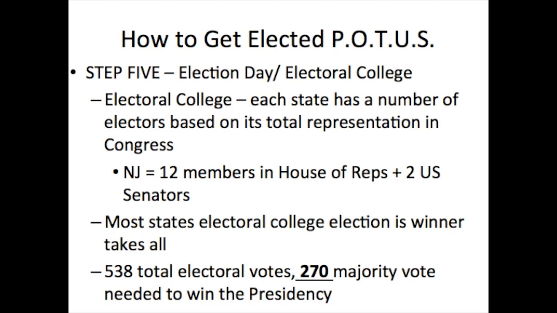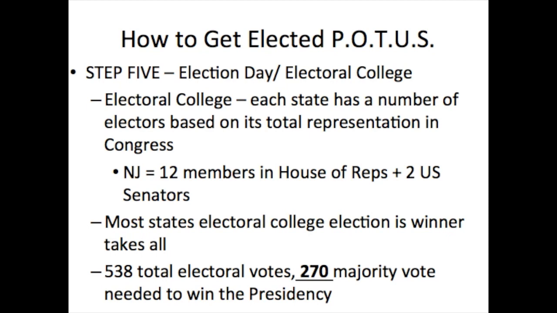There are 538 total electoral votes because, remember, territories also get to vote for president, like Washington, D.C. and Puerto Rico. In order to win the presidency, you need a majority of those electors. Currently, that number is 270. So when you are watching the coverage leading up to the presidential election, you're going to see that 270, the race to 270. That 270 majority is very, very important in determining who's going to get the presidency.